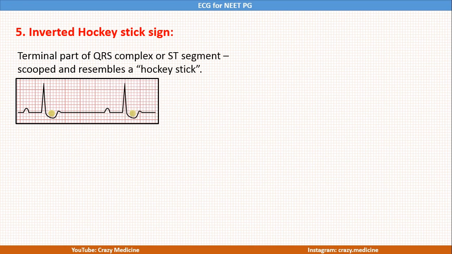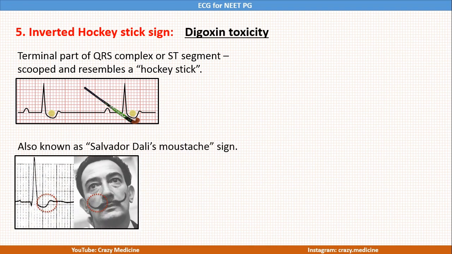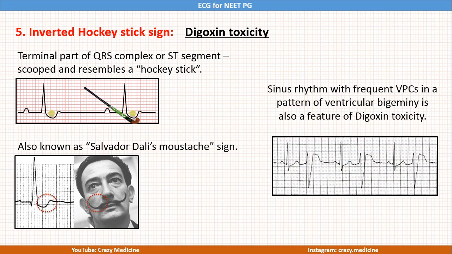Next is inverted hockey stick sign. Terminal part of QRS complex or ST segment will become scooped and resembles a hockey stick, and it is also known as Salvador Dali's mustache sign. It is a sign of digoxin toxicity. One more important point to remember is sinus rhythm with frequent VPCs in a pattern of ventricular bigeminy is also a feature of digoxin toxicity.